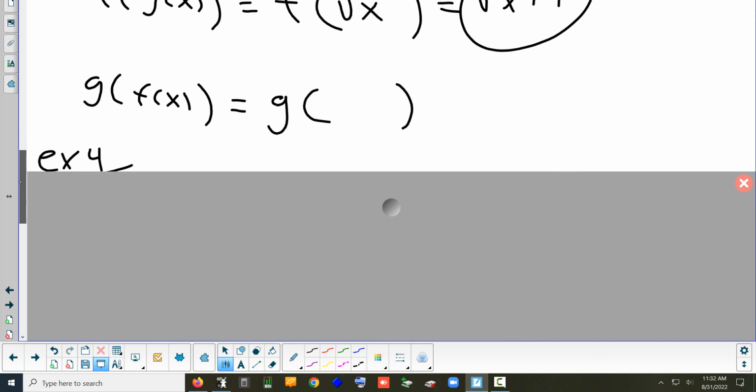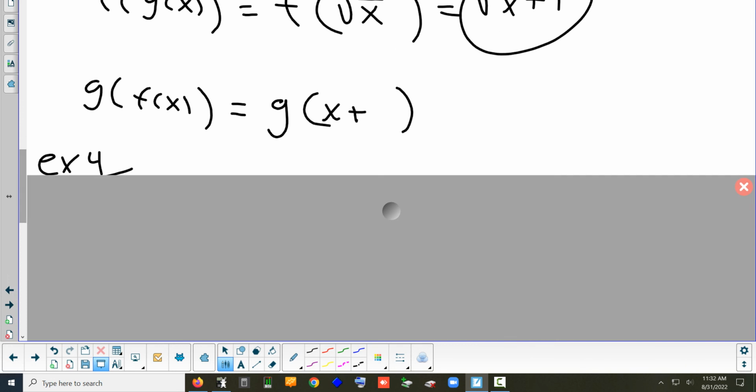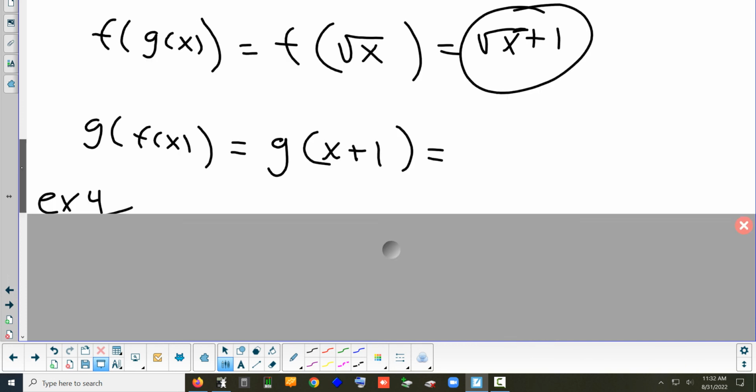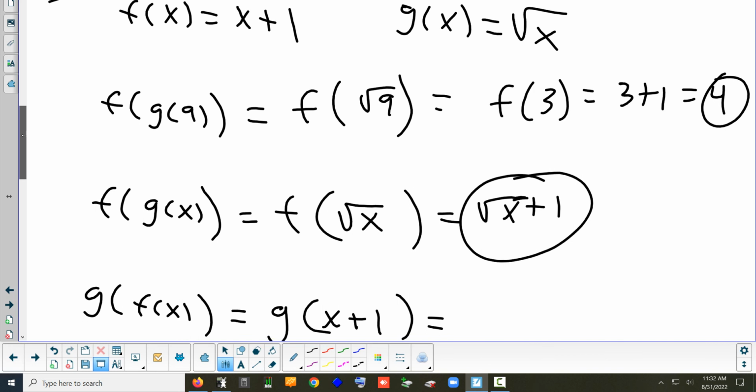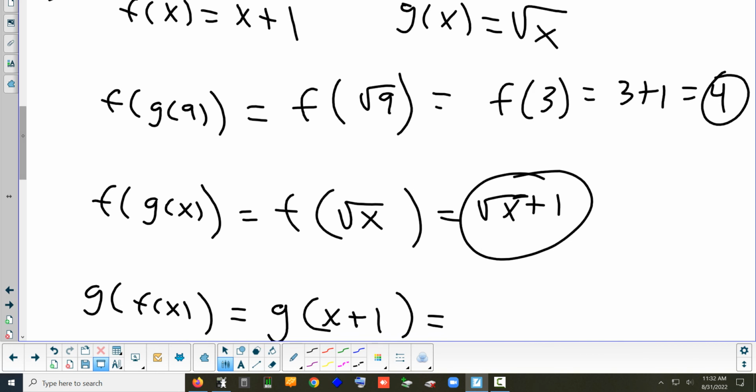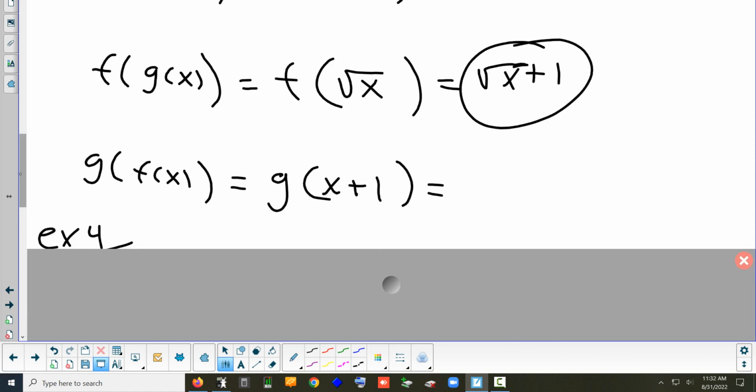X plus 1. So when I do g of x plus 1, what do I get? Yep. The square root of x plus 1. Same as this one? No. The square root, but x and 1 are both under the square root.